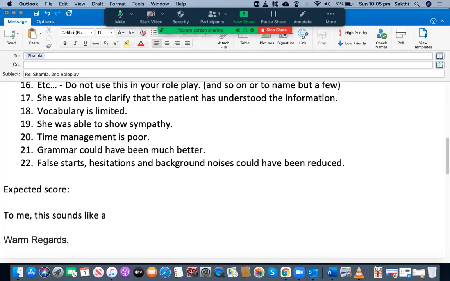So looking at all these things, I'm happy to give her only 330 out of 500 for this role play conversation. I'm sorry about this, but this is what you have achieved, Shamla. You could have done it in a better way, right? You could have used all these things in order to achieve 350. I wish you good luck with your next role play conversation. Thank you.